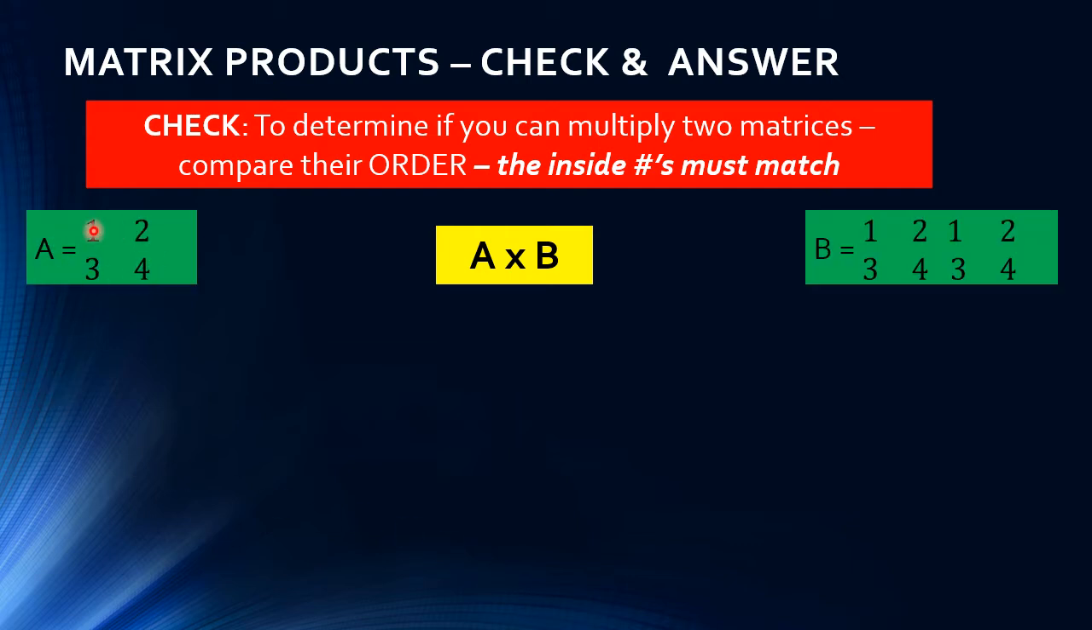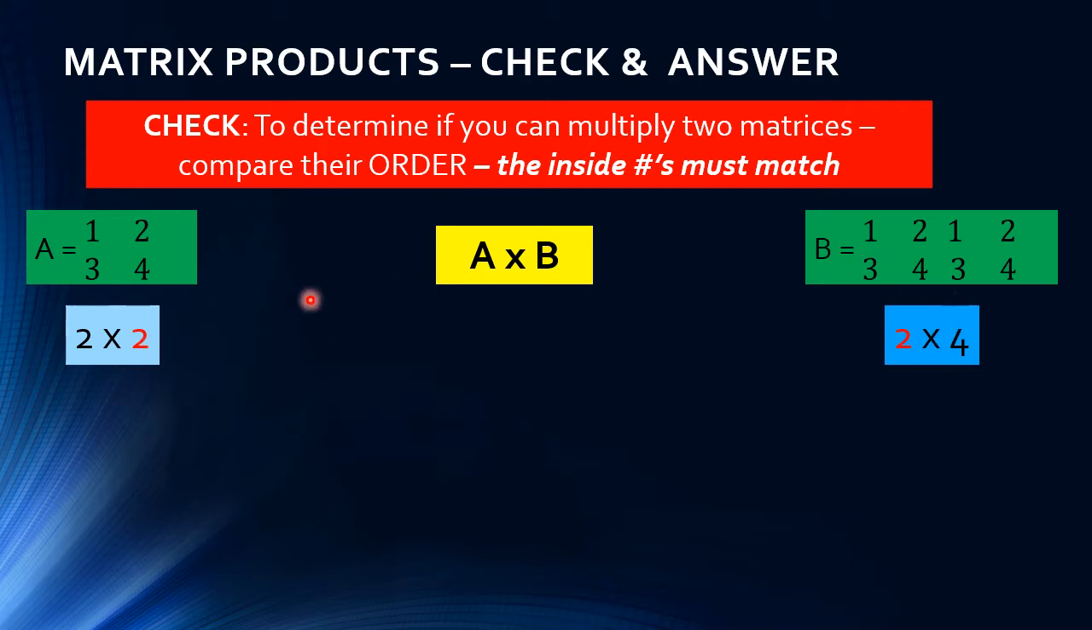Well, if we have matrix A here, which is a 2 by 2 matrix, with 1, 2, 3, 4 as the cells, and matrix B, which is a 2 by 4 matrix, with 1, 2, 1, 2, 3, 4, 3, 4 as the members, or elements. So matrix A is 2 by 2, and matrix B is 2 by 4. These are the orders of the matrices. And notice the inside numbers must match. Make sure you put them in order. This is A times B. So we have 2 on the inside and 2 on the inside.